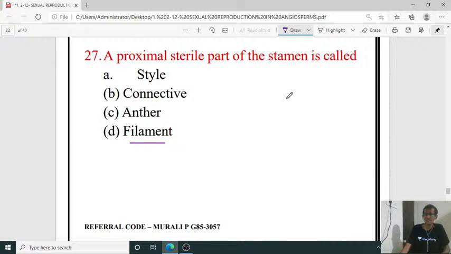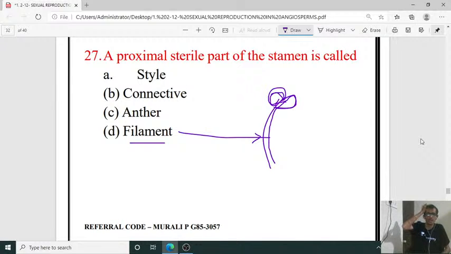So stamen is having what? The filament and anther, isn't it? So anthers are not sterile. Anthers with the pollen grains, isn't it? So the anthers are not considered as sterile. The filament is considered as the sterile portion. Not the connective also. It is not the part. Connective is just to give the connection between the anther and filament.